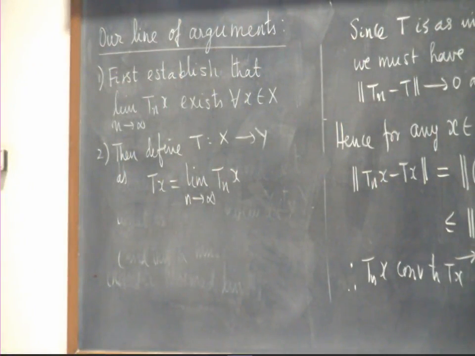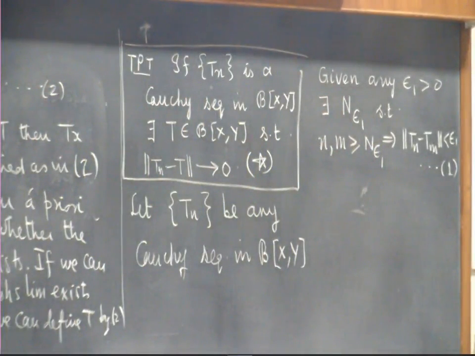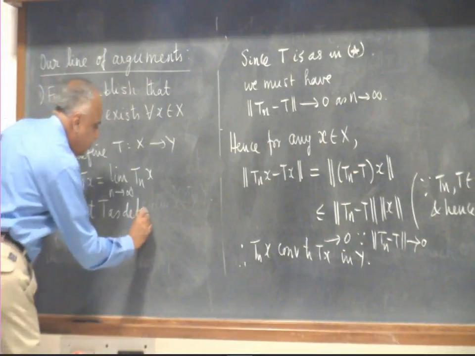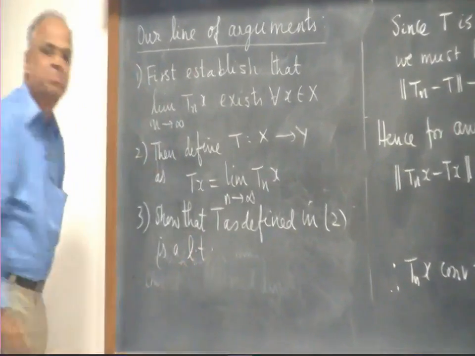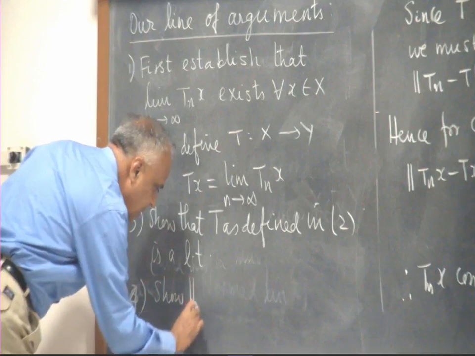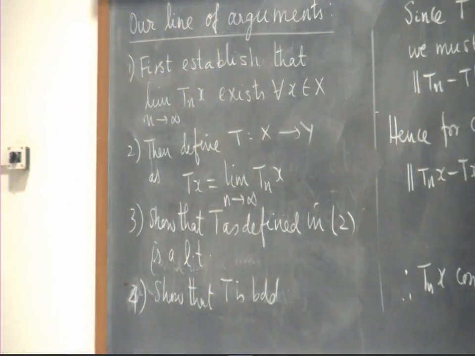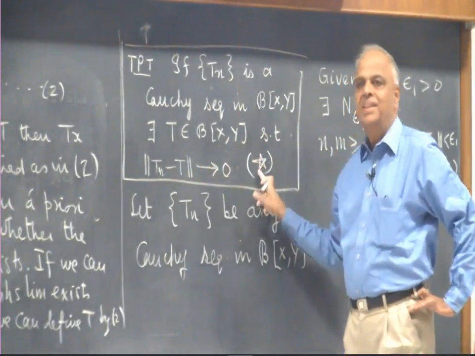Then what? We have only got this as a transformation from X to Y. We have to establish that it is a bounded linear transformation. So, three, show that T as defined in 2 is a linear transformation first. Then four, show that T is bounded. So we would have now made inroads in our proof. If Tn is a Cauchy sequence, we have now gotten hold of a T in B(X,Y). The last step is that the T we got is indeed this thing.